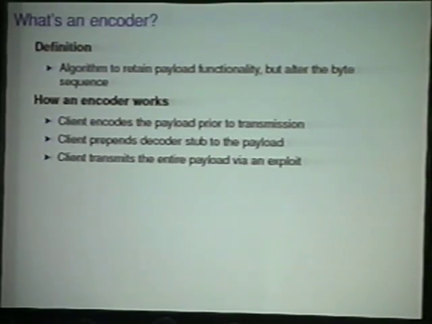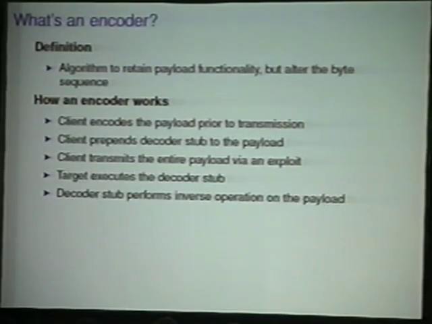After we do this, the client is going to transmit the entire payload via an exploit. It's going to get over there, and the code is going to get executed. So the target executes the decoder stub, and then the decoder stub performs that inverse operation, gets the payload back to its original format, and our code is going to execute as normal.